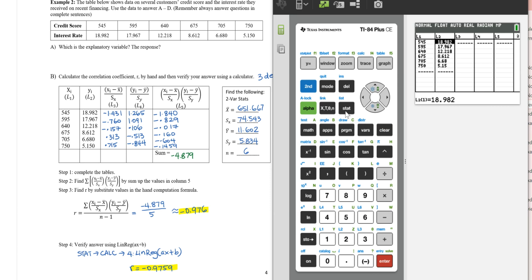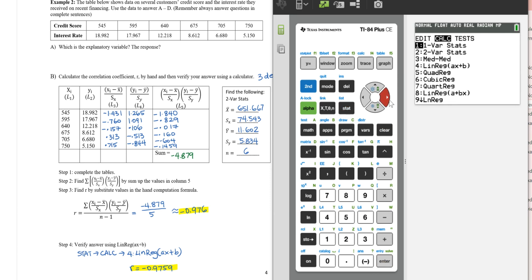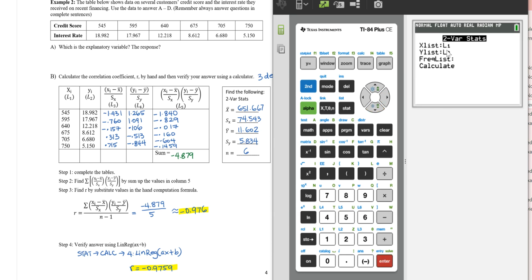To get that, I press stat, go to calc. Number 2 here is 2-Var Stats. The x list is L1, the y list is L2, that's correct. So I just need to calculate. All right, and this is how you find your x bar and your sample standard deviation here.